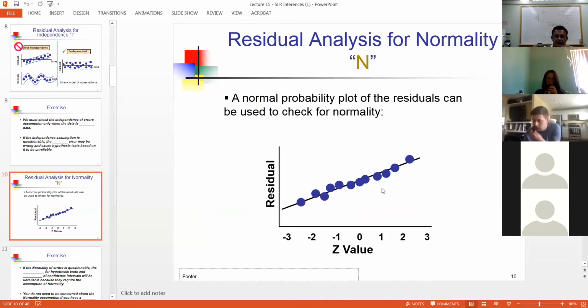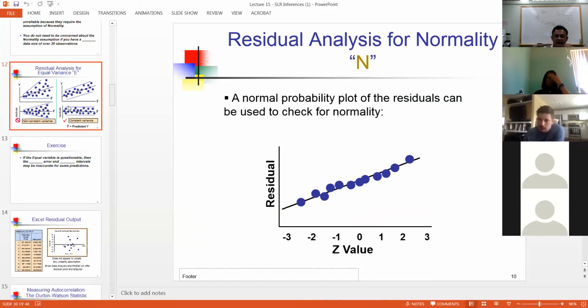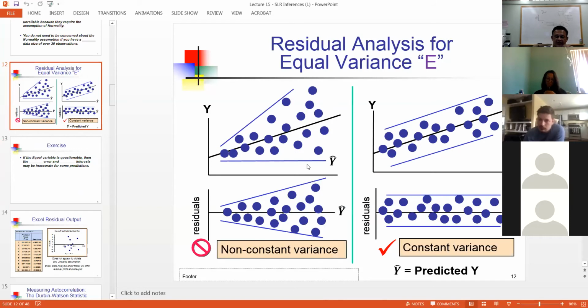For normality, again, we're looking at either a normal probability plot or skewness and kurtosis. And that would allow us to see if our p-values are okay. And the last thing we want to look at is we want to make sure that our data varies equally over time.